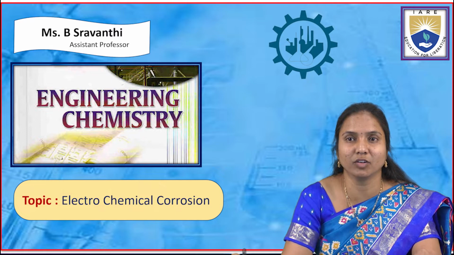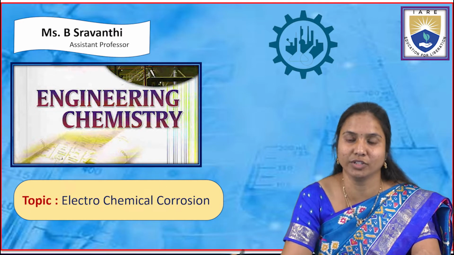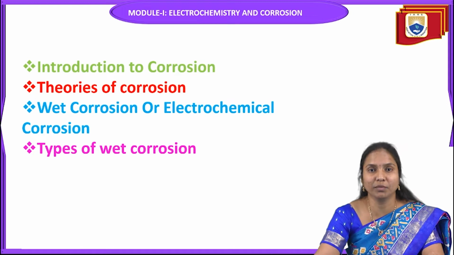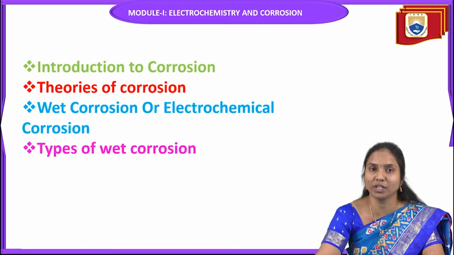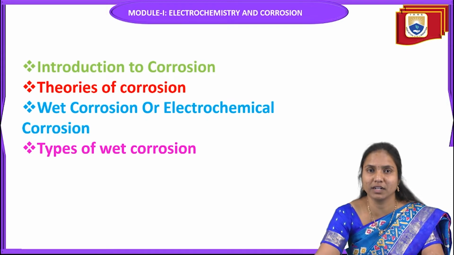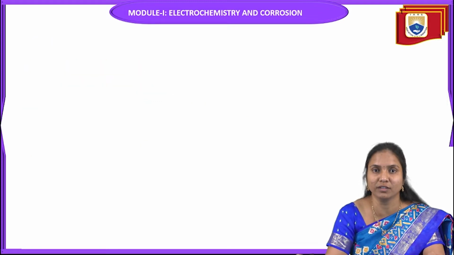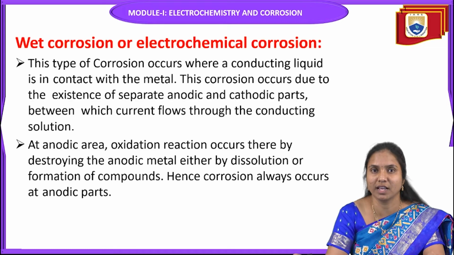Today we are going to discuss the topic of electrochemical corrosion. In this topic, I am going to discuss what electrochemical corrosion is and how many types of electrochemical corrosion there are. These are the topics I am going to discuss today. We already discussed in the last class what corrosion is, what the effects of corrosion are, and how many theories of corrosion there are.